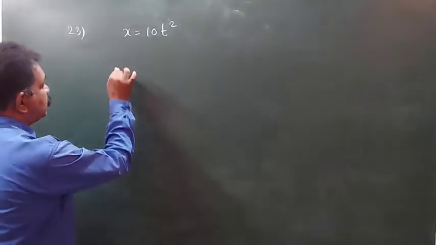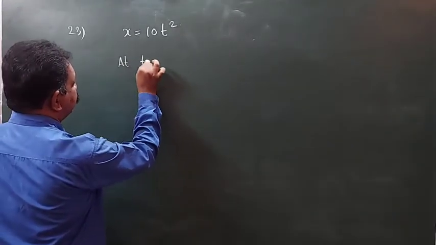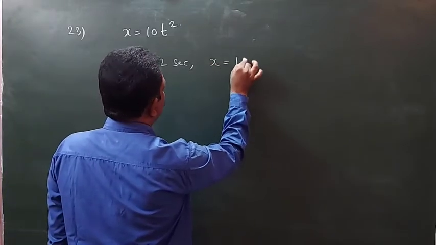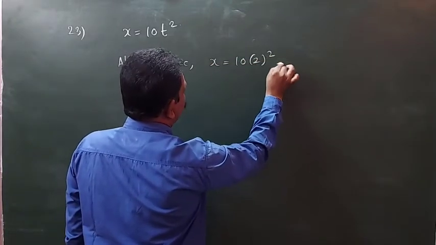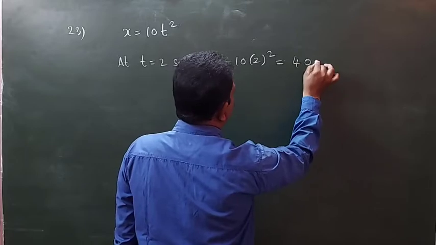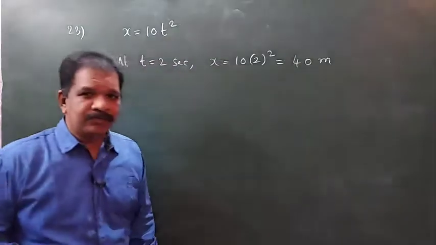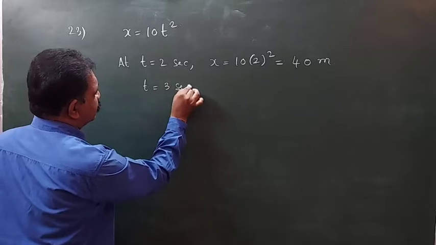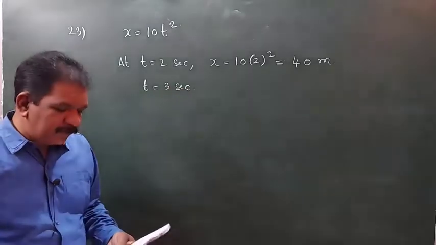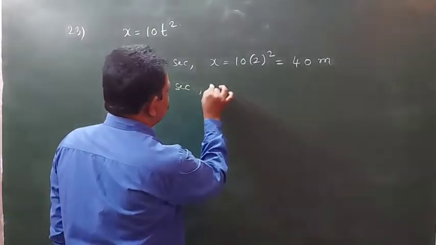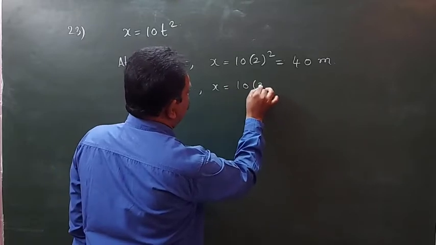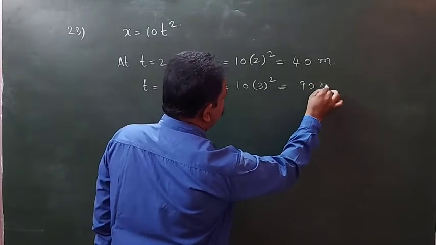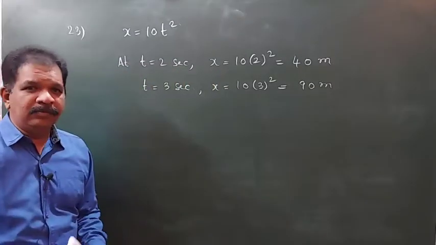So at t is equal to 2 seconds, we will find the displacement. X value is equal to 10 into 2 square. So this will be 40 meter. At t is equal to 3 seconds, what is the displacement if we calculate? X is equal to 10 into 3 square, 10 into 9. So this will be 90 meter.